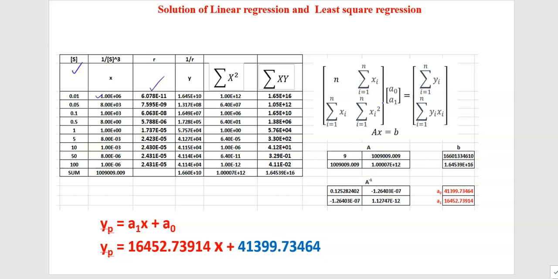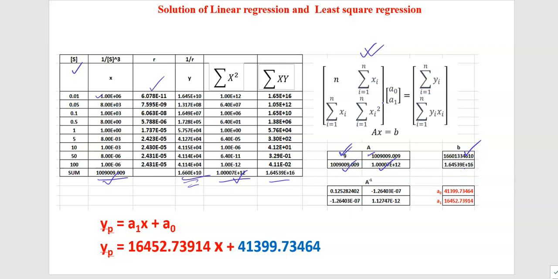Again we have to calculate x square, then xy, so that all these data are calculated, and then take the sum of x, sum of y, then sum of x square, sum of xy. Now this is the matrix form, so we have to create that matrix. The number of data points is 9, since 9 data are given. This is summation of xi, and this is summation of x square, and then the b matrix is summation of y, and this is summation of xy.